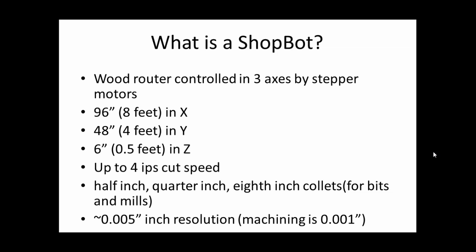The collets, which I'll show you in the last half of this class, are what actually hold the different router bits in the router. It's the shank of a router bit, and you can get them in 1/4 inch, 1/8 inch, and 1/2 inch. I'll definitely show you what those are. And on our machine, it shows 0.005 inch of resolution, which is extremely high resolution.